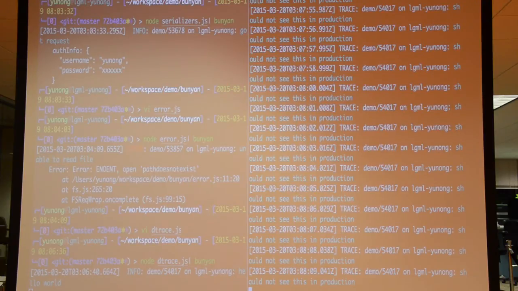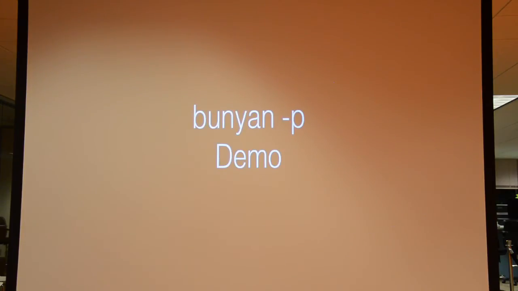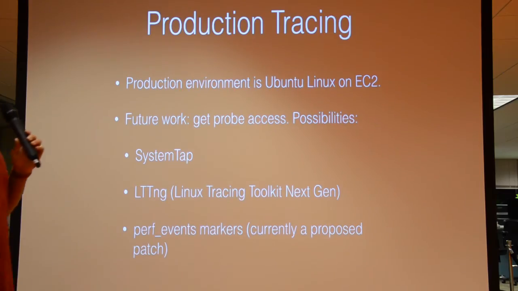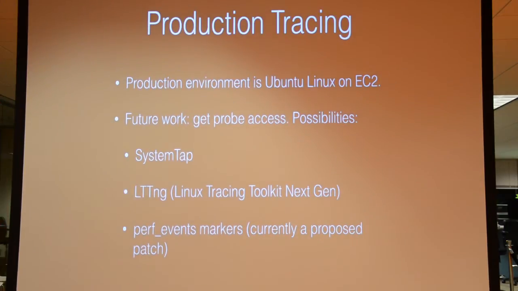So I'm not changing my original process at all, but I'm able to get my trace logs in this other way on a different process. So this is just sort of the tip of how dtrace works, but this is really helpful in my development environment, right? But unfortunately, it doesn't work in prod because we run Linux, and we run Linux Ubuntu on EC2.